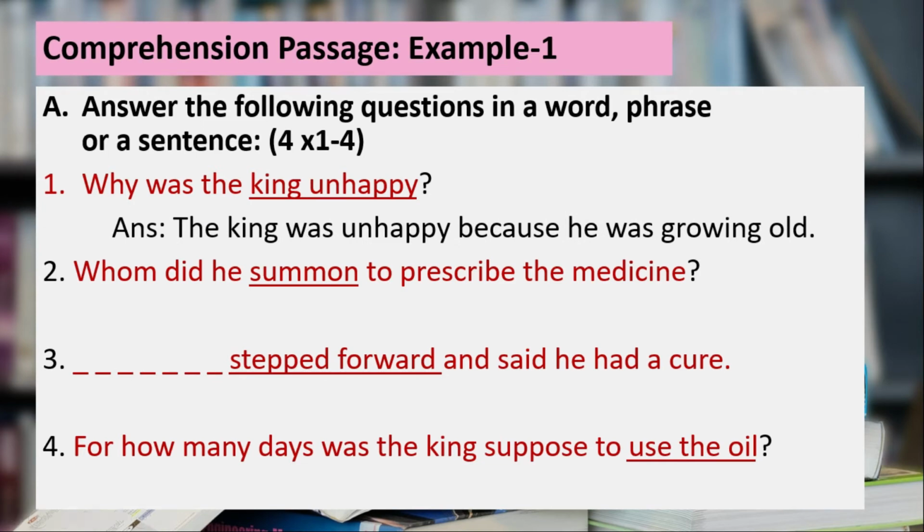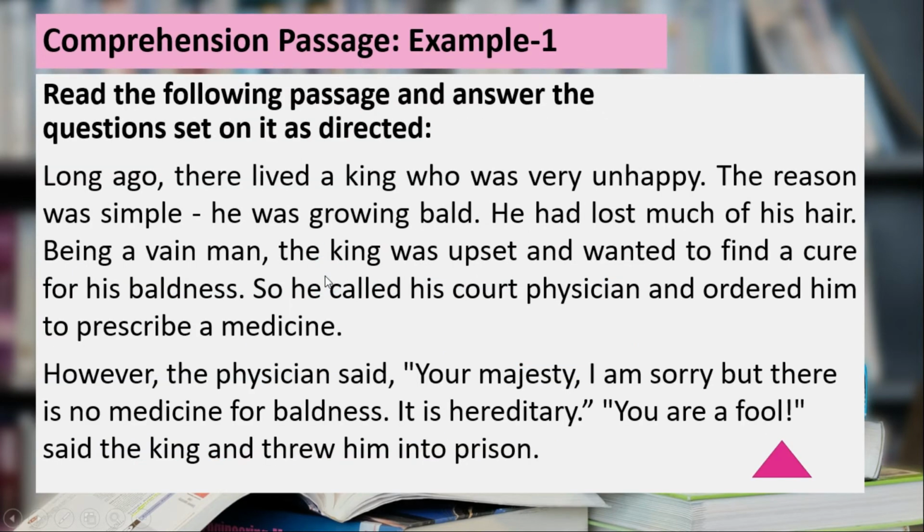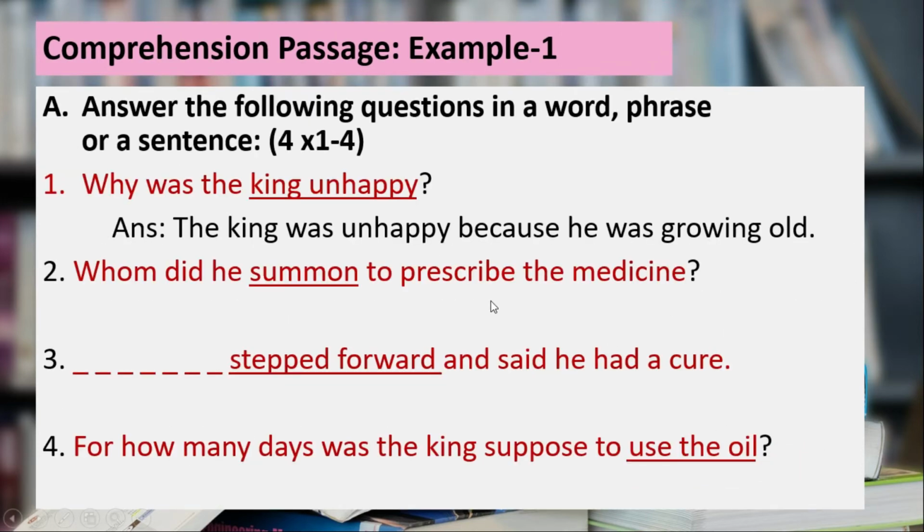So when we come to the second question, whom did he summon to prescribe the medicine? So that is also there. When there is a problem introduced and he wanted a solution, so he went to that somewhere. So you see in the same paragraph he had lost his hair, that is a problem. Therefore he called court physicians, right, and ordered them to prescribe medicine. So the answer is available here, it's court physician, so that you can apply.